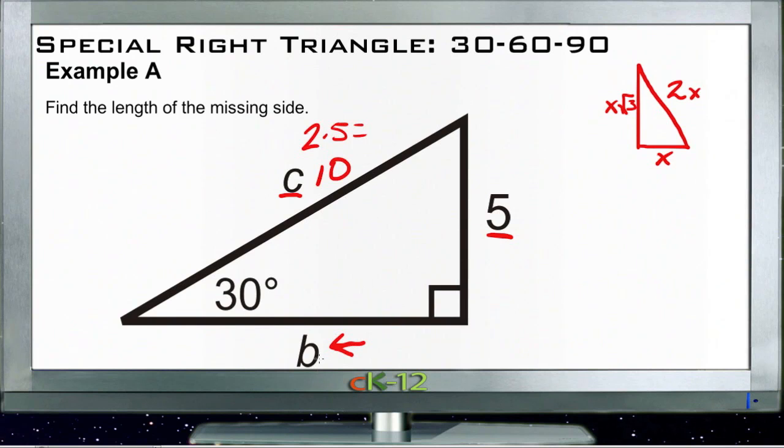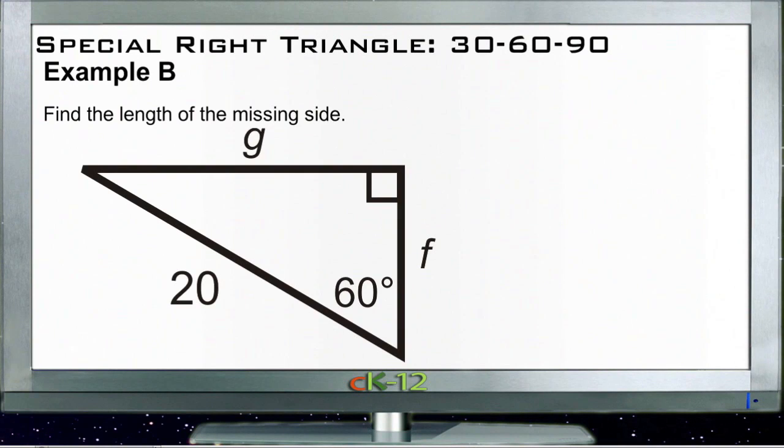And then the medium side, B, would just be square root of 3 times the short side, or 5 square roots of 3. So really pretty simple anyway. So we can definitely, I think, handle getting two sides then if we absolutely need to. Let's take a look at example B.